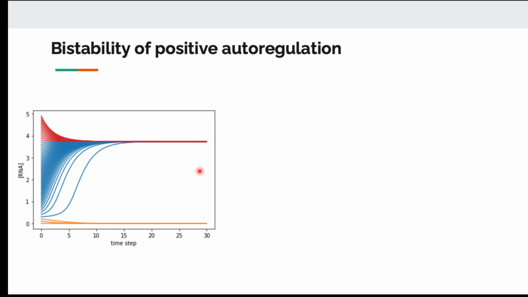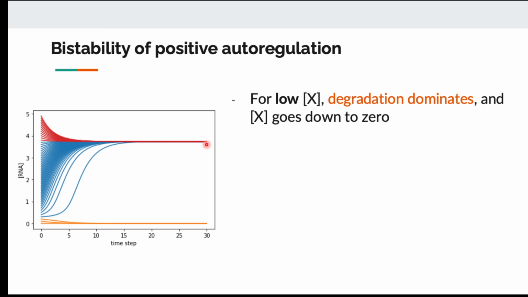So this is a cool property: when we have positive feedback, we can induce two different cell states. A cell with low expression will remain in a low expression state, and a cell with high expression will remain in a high expression state. So this is what I described. If you have a low number of molecules, you have more degradation than production because you don't have enough positive feedback. So with low concentration, you don't produce enough, so the number of molecules dies down to zero.